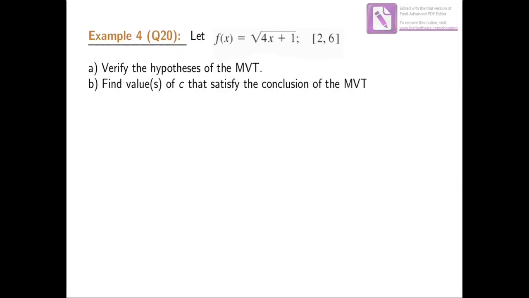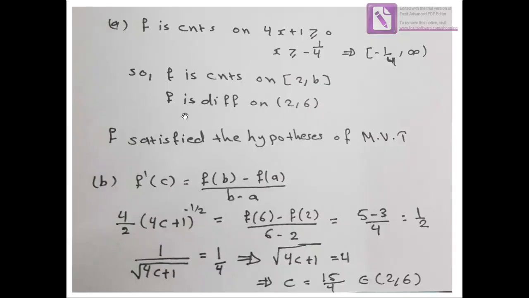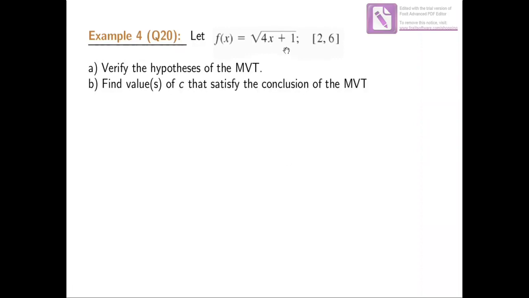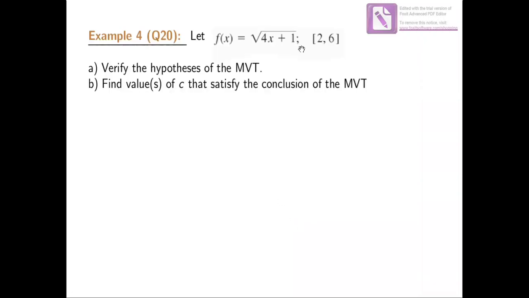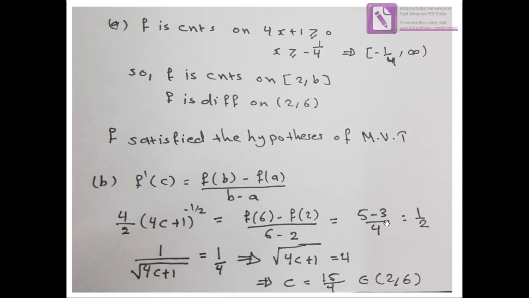So if you replace x in the derivative by c, you will get f prime c is equal to 4 over 2 multiplied by (4c plus 1) to the power minus half, is equal to f(b), which is f(6), minus f(a), f(2), divided by b minus a, which is 6 minus 2. So now if you simplify this, f(6) is equal to the square root of 4 multiplied by 6 plus 1, this will give us 5, minus f(2), which will be 4 multiplied by 2 plus 1, 9, so the square root of 9 will be 3. So 5 minus 3 divided by 6 minus 2, which is 4. So 5 minus 3 will be 2 divided by 4, this will give us half.